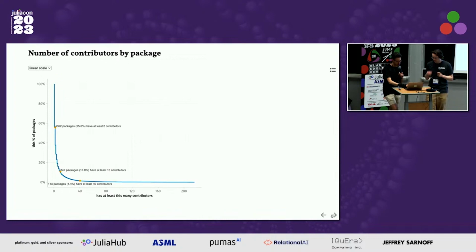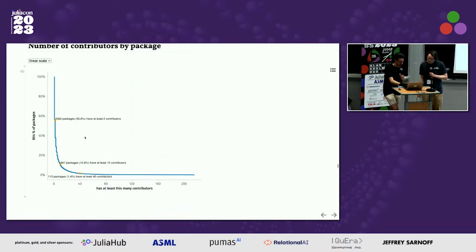And here we can see the number of contributors by package, related to the previous one but shown in this plot. And again, we have some percentiles. So here you can see where there are at least 2 contributors, where at least 10 contributors. So for example, around 10% of packages have at least 10 contributors, and 1.4% have at least 40 contributors.